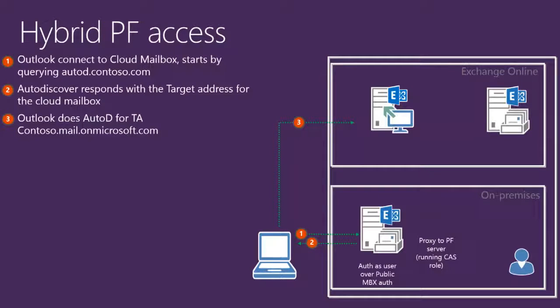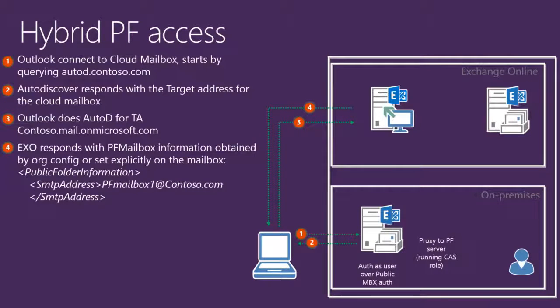In that auto-discover response will also be the information on the public folder that you're trying to connect to, or the public folder hierarchy, if you will. That kind of looks like this. The public folder information will contain the target address for that public folder.